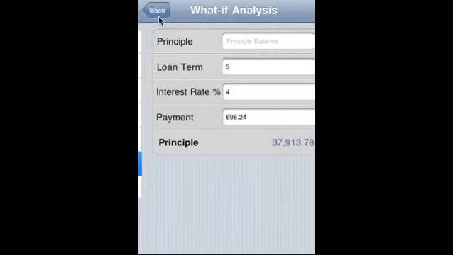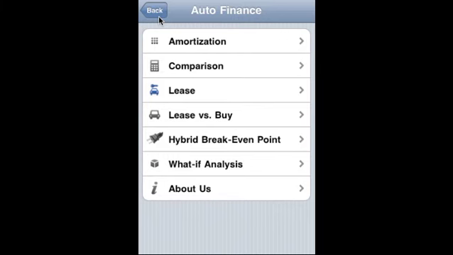This is the principal. So what we have covered here is amortization, comparison, lease versus buy, hybrid break-even point, and what-if analysis.